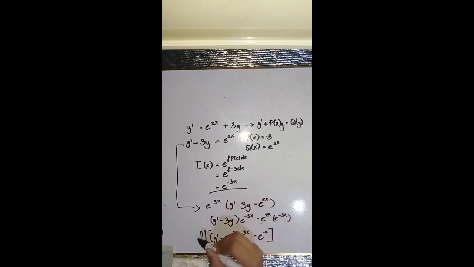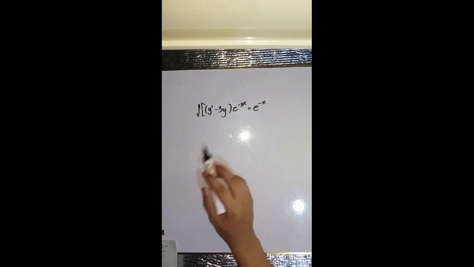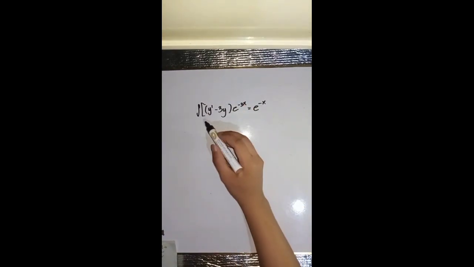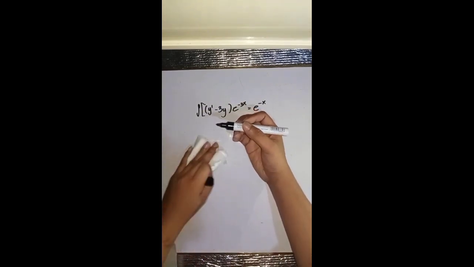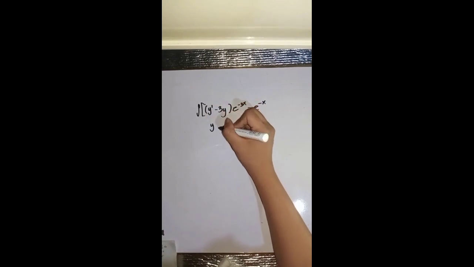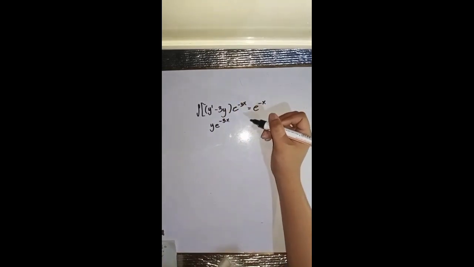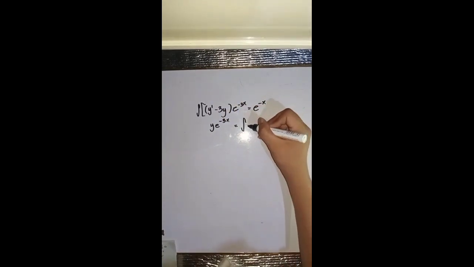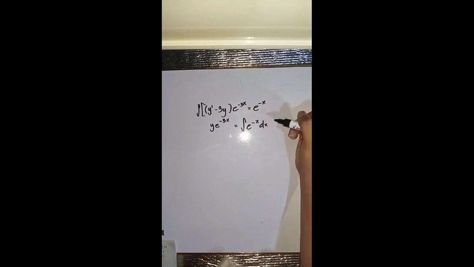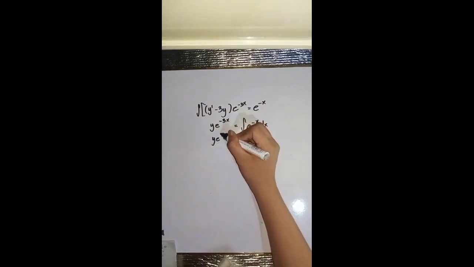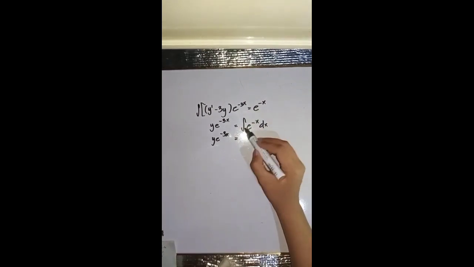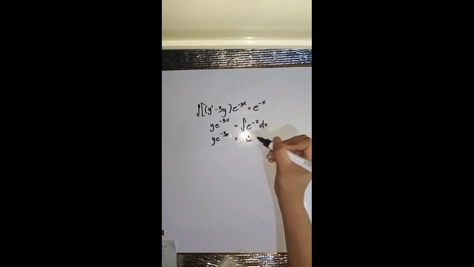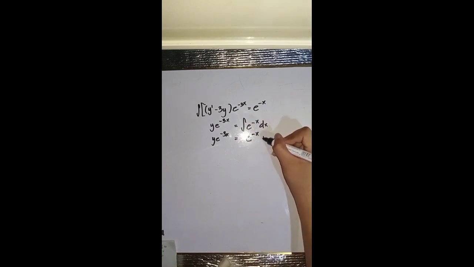And this is integrated, so the left side becomes y multiplied to e raised to negative 3x, equals the integration of e raised to negative x dx, which results in negative e raised to negative x plus the arbitrary constant, which is c.